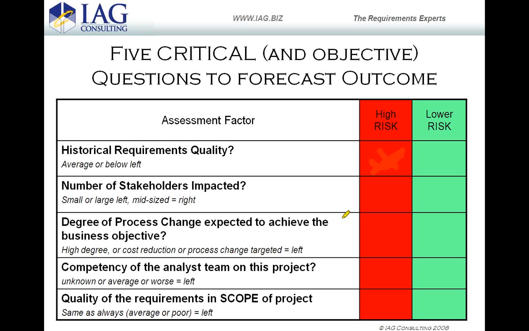The next one is the number of stakeholders impacted. Again, if it's very small or very large, in other words, on average for your company, what's the average number for a strategic project? What's the average number of stakeholders you're dealing with? If you've got substantially smaller than that or substantially larger than that, what is the risk profile of that project?